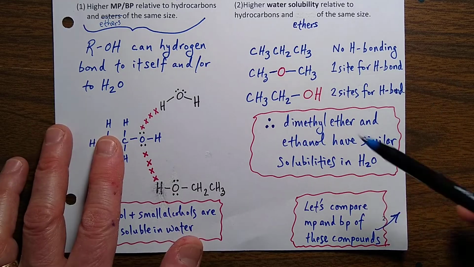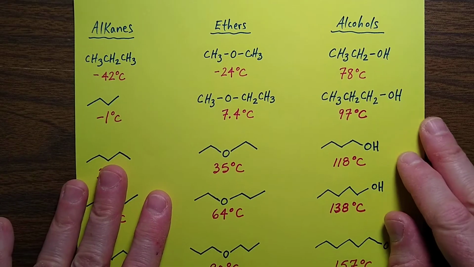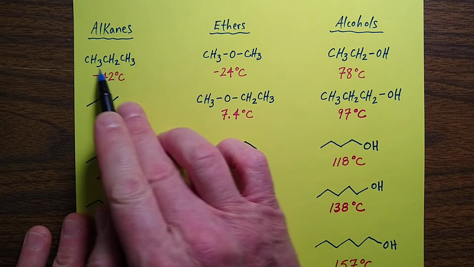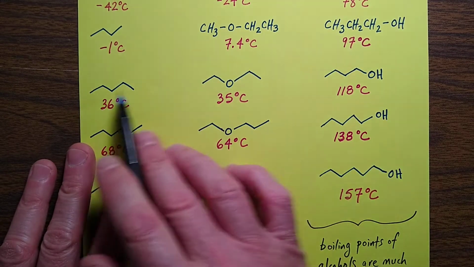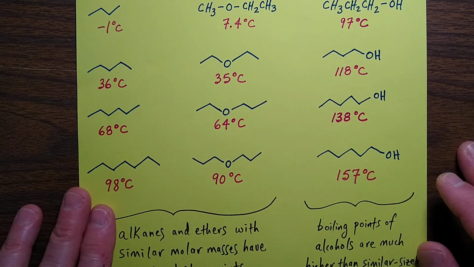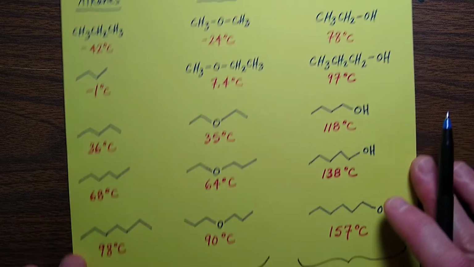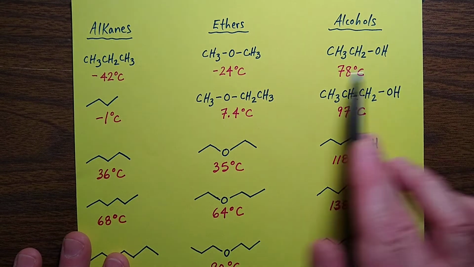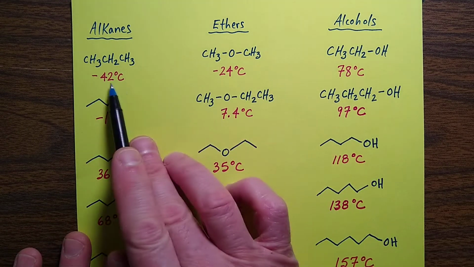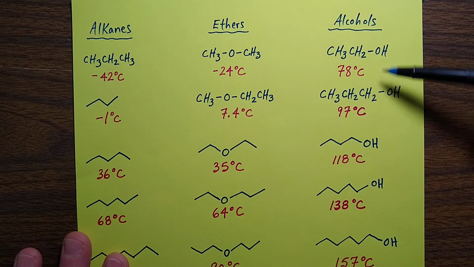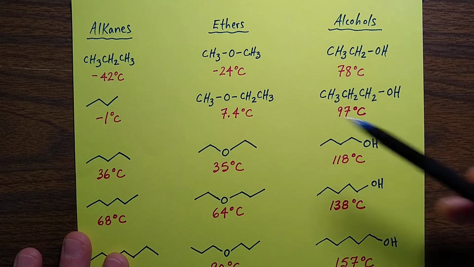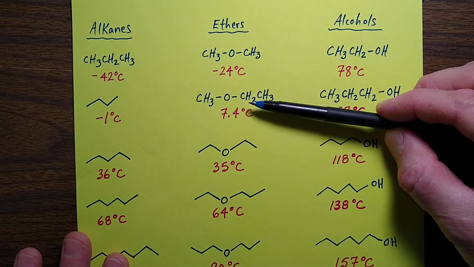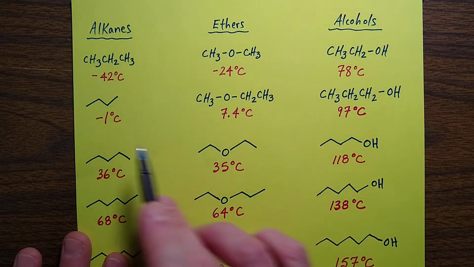Let's just compare some of the melting points and boiling points of these compounds to show you a little bit more what I mean. These are all molecules that have the same size and molecular weight. So each series of 3 compounds has about the same molecular weight, within about 2 grams per mole of each other. So propane, dimethyl ether, and ethanol, you can see the upward trend in boiling points. All can hydrogen bond to itself, so they have much higher boiling points than the correspondingly sized ether or alkane.